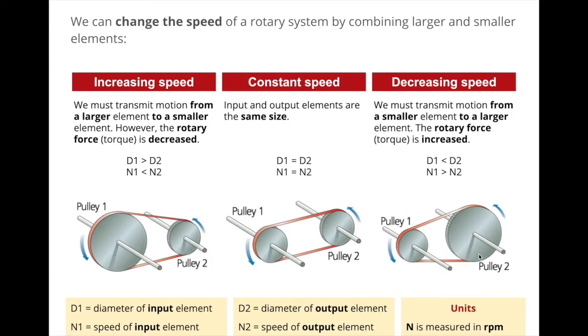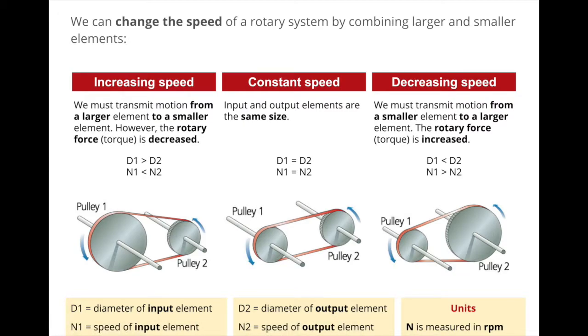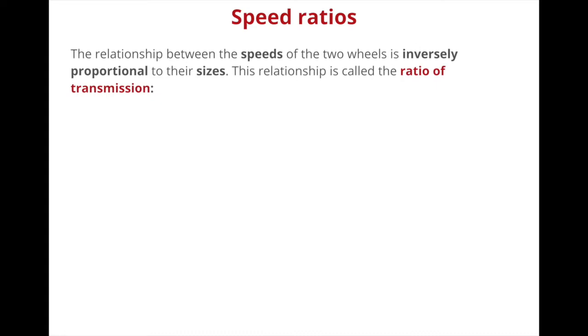Well, first of all, the speed here is going to be measured in RPM, which is revolutions per minute. In Spanish, revoluciones por minuto. Okay, RPM. This is how many times the pulley rotates in 1 minute. So let's calculate it. Speed ratios. The relationship between the speeds of the two wheels is inversely proportional to their sizes. This relationship is called the ratio of transmission. There we have it.